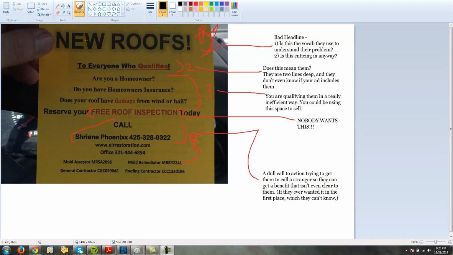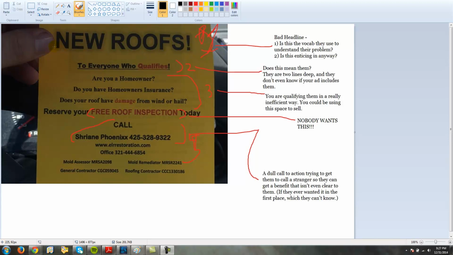Now, the first thing we're going to talk about is right here, new roofs, your headline. The good news is you have a headline, so that's good. A lot of people don't even make it that far. The bad news is it's a bad headline, and it's a bad headline for a couple of reasons. One, it doesn't really say anything on its own. It doesn't really give any clear images or ways that the reader can benefit just automatically.